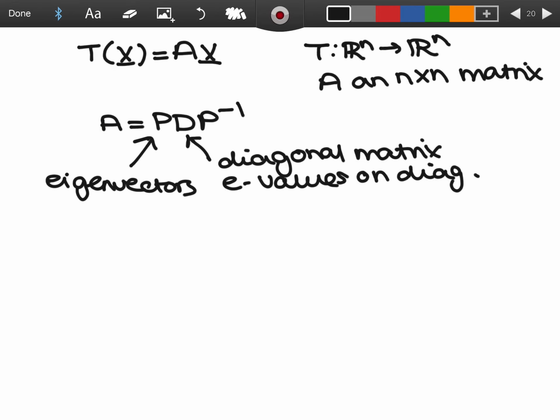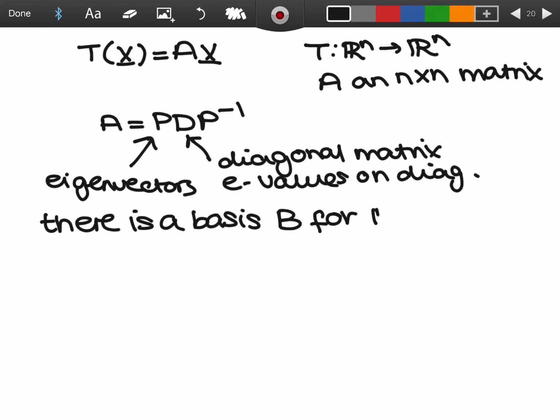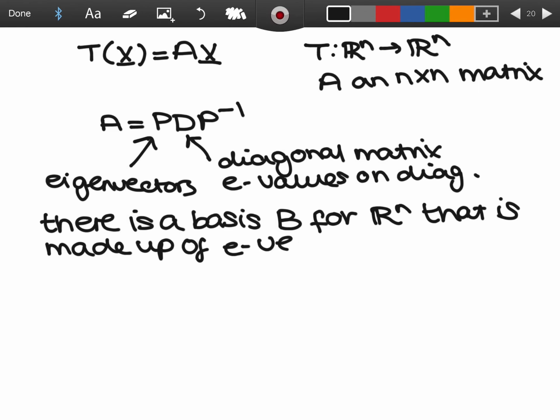So that's what we looked at last time. So there is a basis, we'll call it B, for Rn, that is made up of eigenvectors, sorry, for A. Okay. It then turns out that if A were this matrix that represented the transformation T, it actually turns out that D is going to be the B matrix for T.